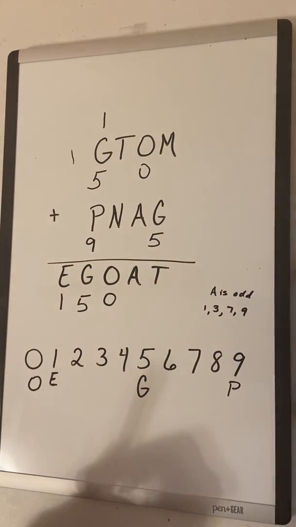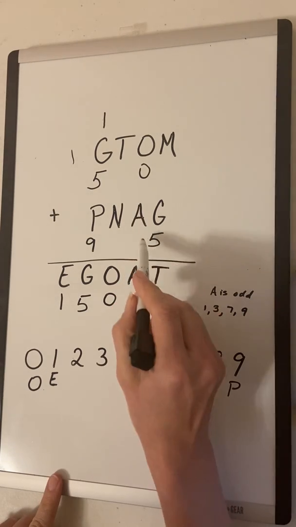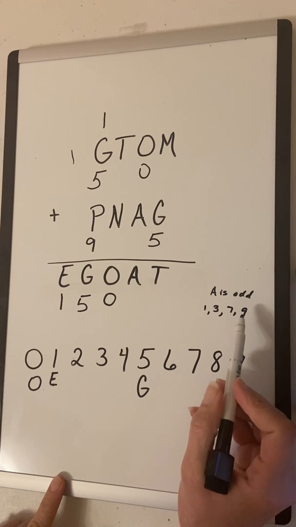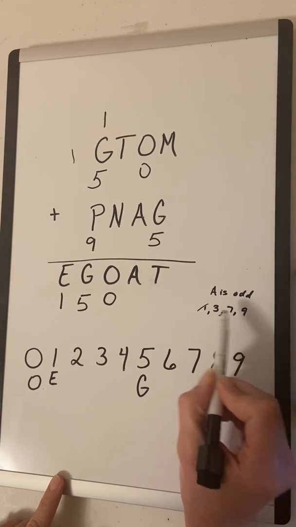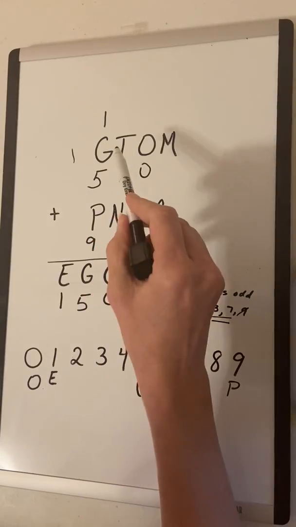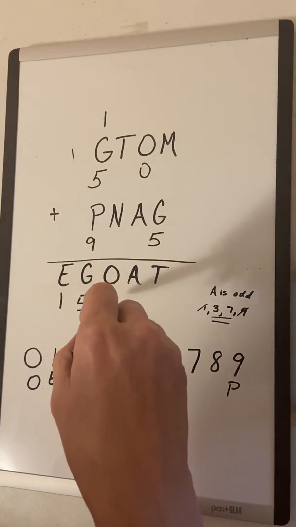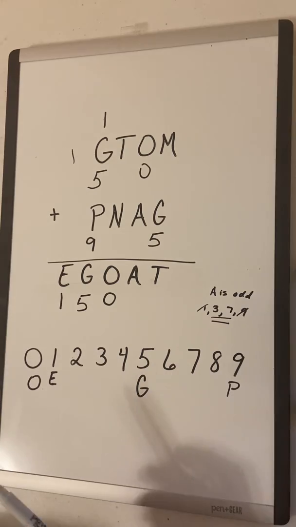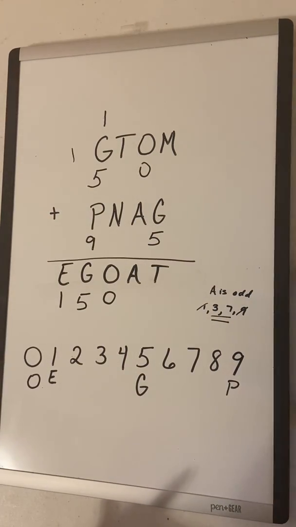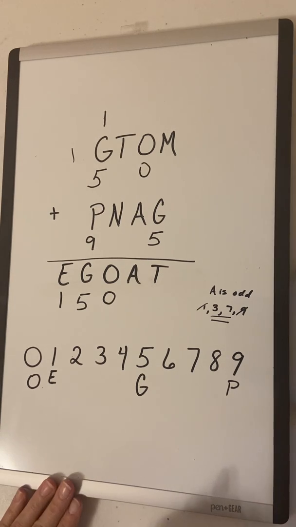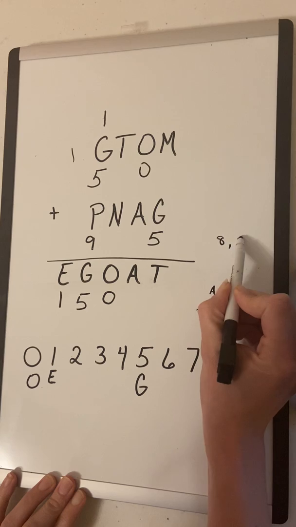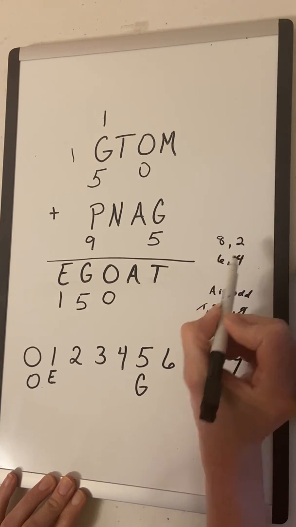Now we know that O plus A equals A, and we know that A has to be odd. We know that it is not going to be 1 or 9, so it's going to be 3 or 7. We know that T plus N equals 0. Now it's obviously not equaling 0. What it would be equaling is 10 because we've carried that 1 over there. So we have to be thinking of some numbers that we could add to give us 10. And we would have 8 and 2 or 6 and 4.